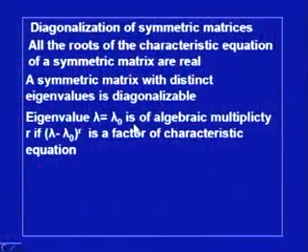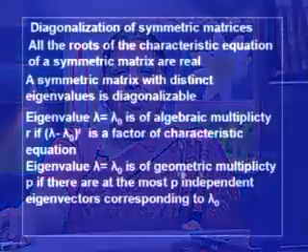Now, we give some definitions. If lambda equal to lambda naught is an eigenvalue, then we say it is of algebraic multiplicity R if lambda minus lambda naught raised to power R is a factor in the characteristic equation. Like in the examples which we have taken, the root is appearing twice, lambda plus 1 raised to power 2. So, we say the multiplicity of the root is 2.